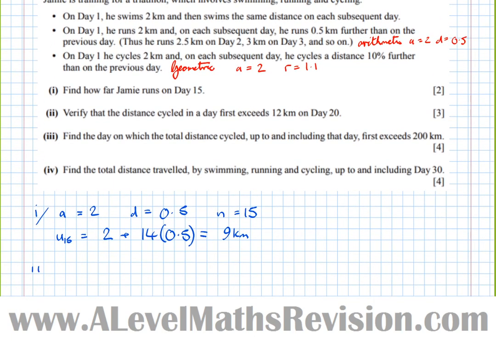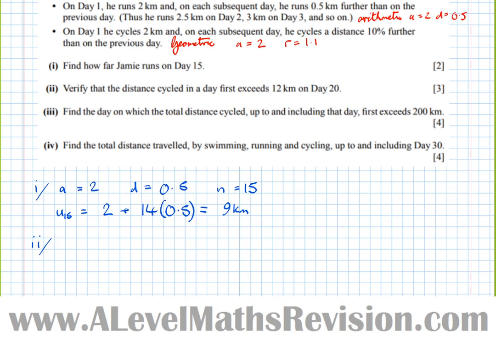Part 2. Verify that the distance cycled in a day first exceeds 12 kilometers on day 20. Well, let's have a look at day 19 first. If we're verifying that it first does that, we should show how much he cycles on day 19.